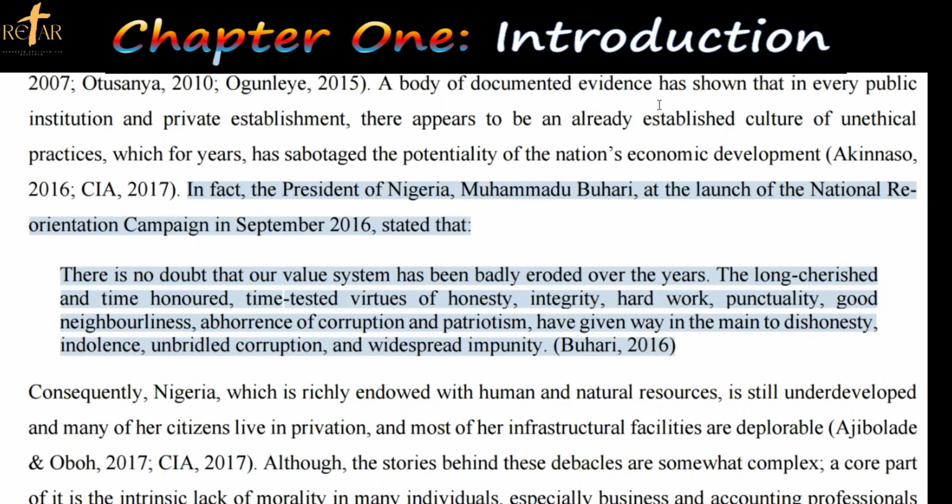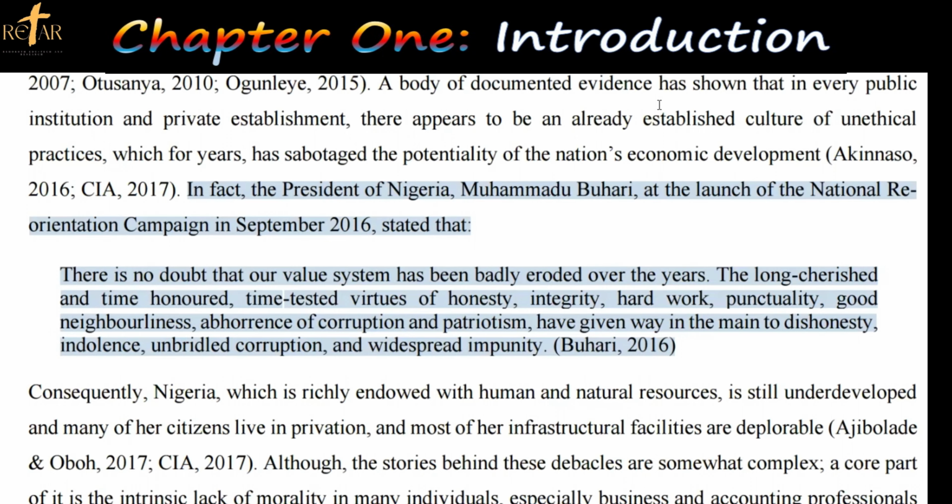In fact, the president of Nigeria, Muhammadu Buhari, at the launch of the National Reorientation Campaign in September 2016, stated that there is no doubt that our value system has been badly eroded over the years. The long cherished, time-honored, time-tested virtues of honesty, integrity, hard work, punctuality, good neighborliness, abhorrence of corruption and patriotism have given way in the main to dishonesty, indolence, unbridled corruption, and widespread impunity. So you see now that this study is justifying that what we want to investigate among accountants is really a problem, and it is worth investigating.